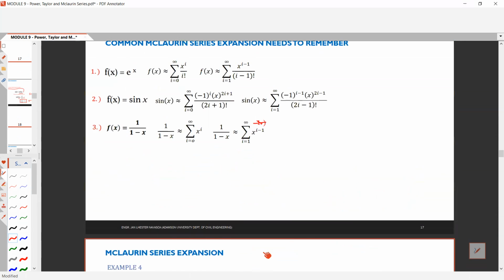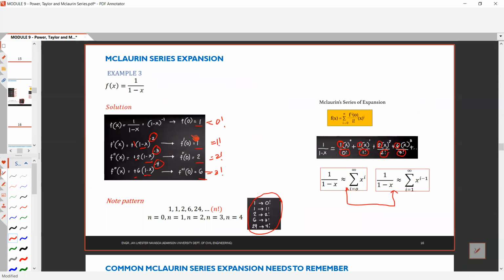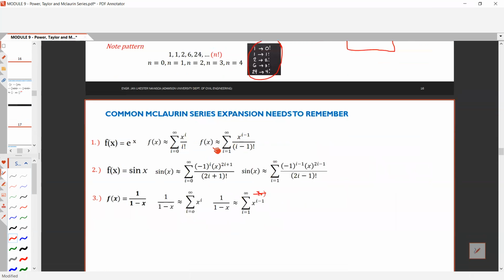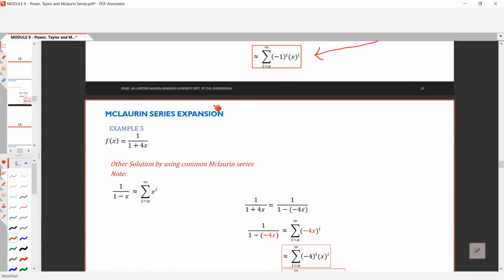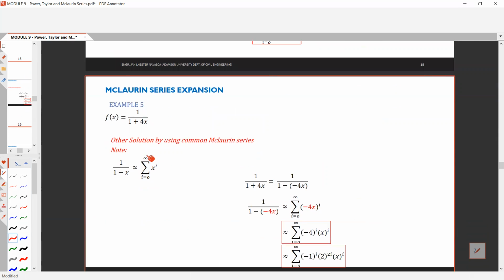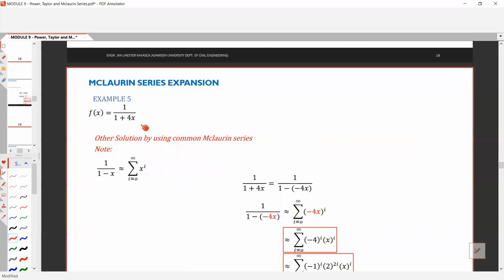So, imagine if you go in this direction pa rin ng pag-solve, makakakuha ka pa rin naman ng answer. But, sinabi ko nga, you can use the common Maclaurin series. Okay, next problem is this one: 1 over 1 plus 4x.